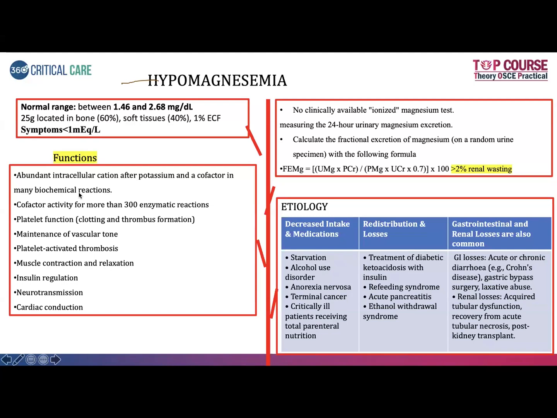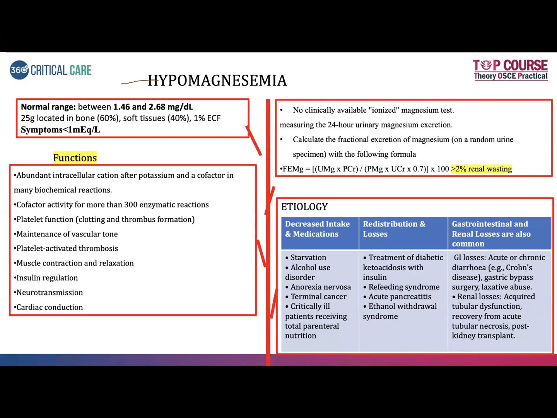Functions: it is an important intracellular cation, a cofactor in many biochemical and enzymatic reactions, and it is involved in platelet function, clotting and thrombus formation, maintenance of vascular tone, muscle contraction and relaxation, insulin regulation, neurotransmission, and cardiac conduction. So these are the main functions of magnesium.